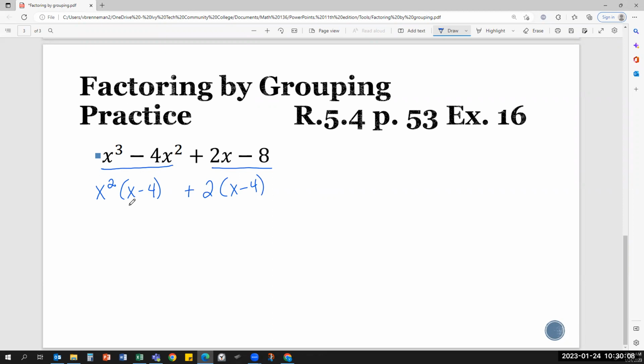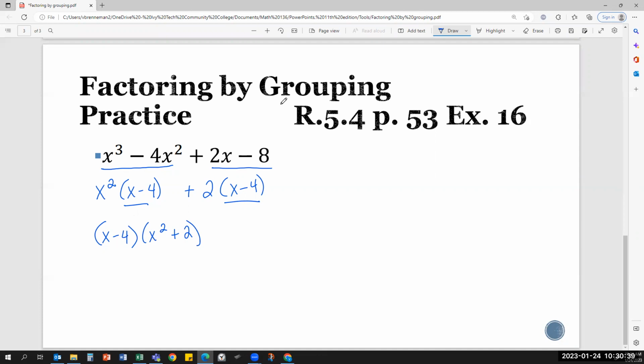And so now I have the x minus 4 matching. So I'm basically going to factor out x minus 4, with the x squared times x minus 4 being a term and the 2 times x minus 4 being a term. What's left from the first term is the x squared, and from the second term is the 2. And so we now have x minus 4 times x squared plus 2. That's factoring by grouping.